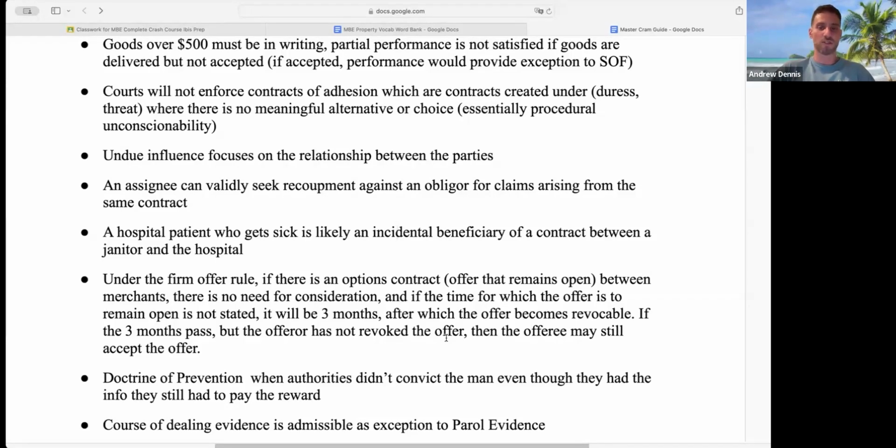Undue influence focuses on the relationship between the parties, right? So duress would be a threat, whereas undue influence would be a special relationship between the parties. It can be tough. There's one question where it's a mechanic and a guy, and they say it's duress, but it's really procedural unconscionability. Just know it's not going to be undue influence unless it's a special relationship between the parties. Undue influence, really think of granny and the caretaker.